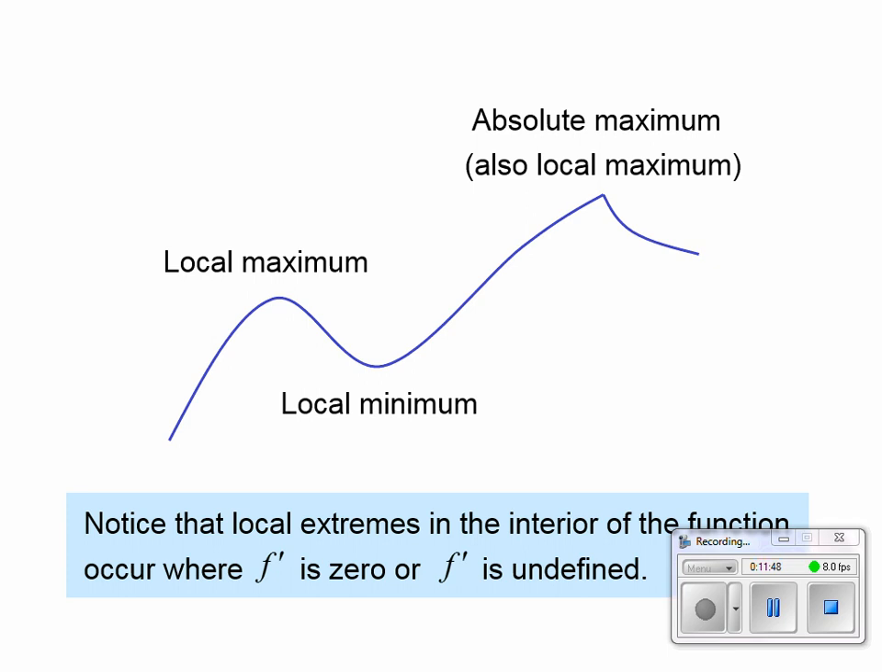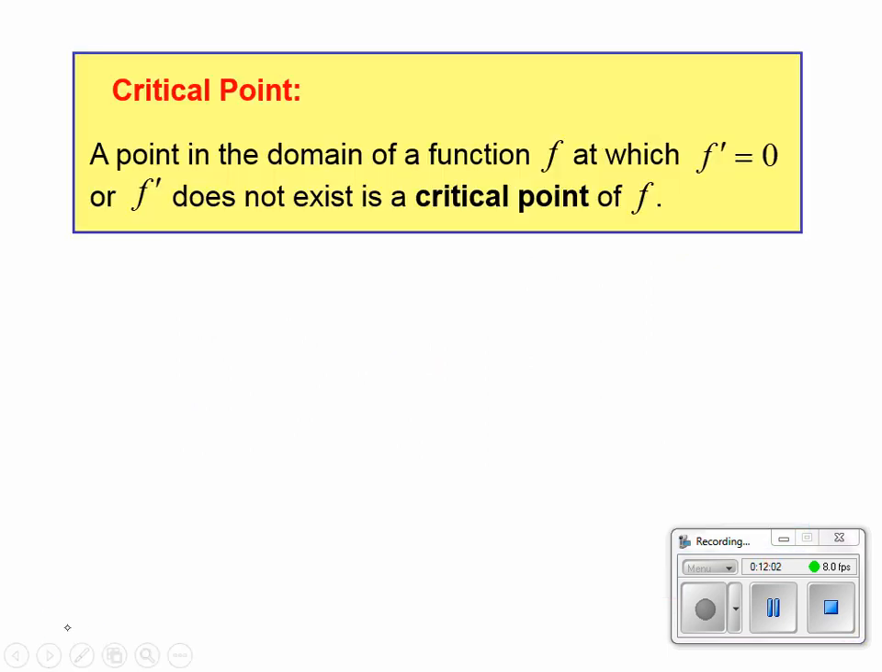Now, as far as the interior points where the absolute extrema or relative extrema can occur, it has to be where the derivative is 0 or undefined. And these places are so important, we gave them a name. Here it comes: critical points. A critical point is any point where the derivative is either equal to 0 or undefined. They're critical because that's where you might have a max or a min. You can't have a max or min anywhere else other than the endpoints, except at a critical point.